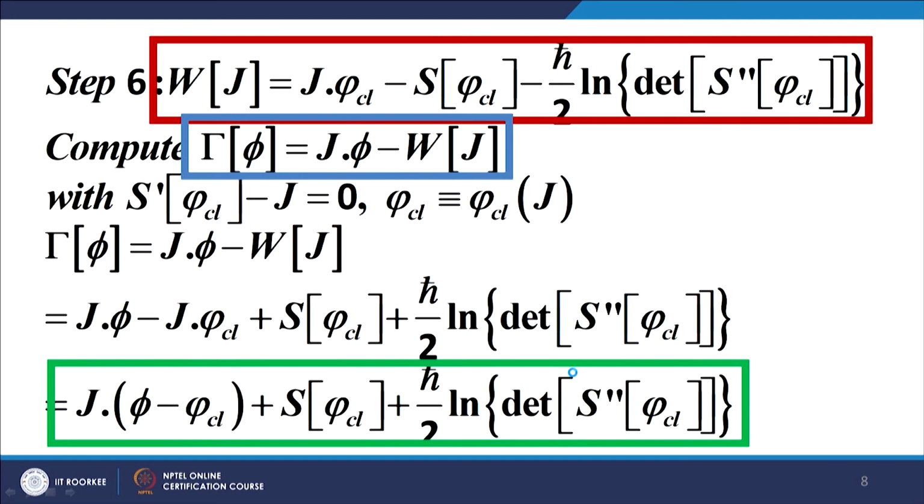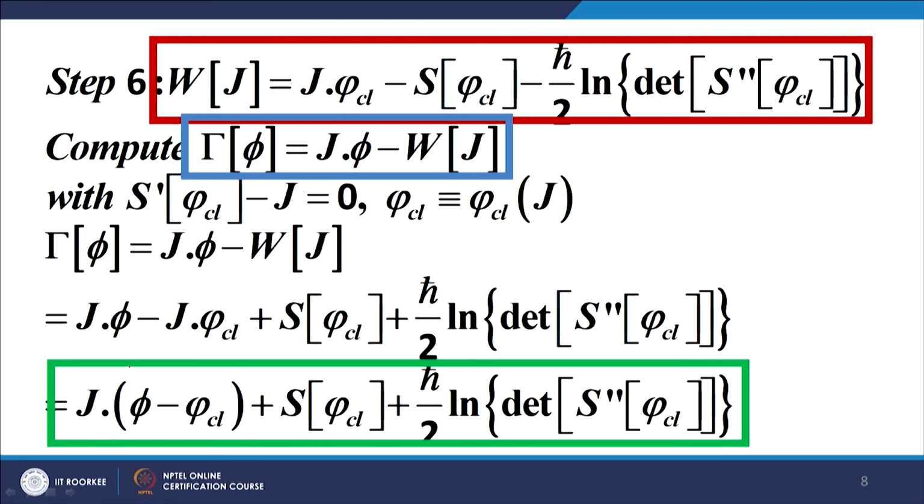In step 6, we bring forward the expression that we have from the previous slide. This is what is carried forward to this slide, and we calculate the effective field as j phi minus Wj. Wj is given in the red box, and therefore, we also have s dash phi classical minus j is equal to 0, which is the saddle point condition. So, gamma of phi is equal to j phi minus Wj. J phi is as it is, and Wj is what we have here, and we are writing it absolutely unchanged.